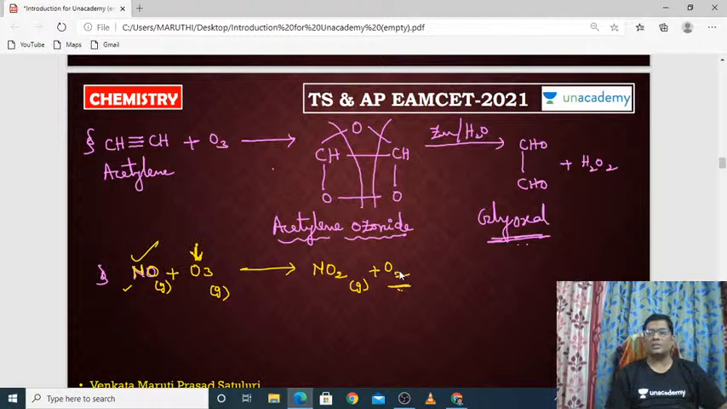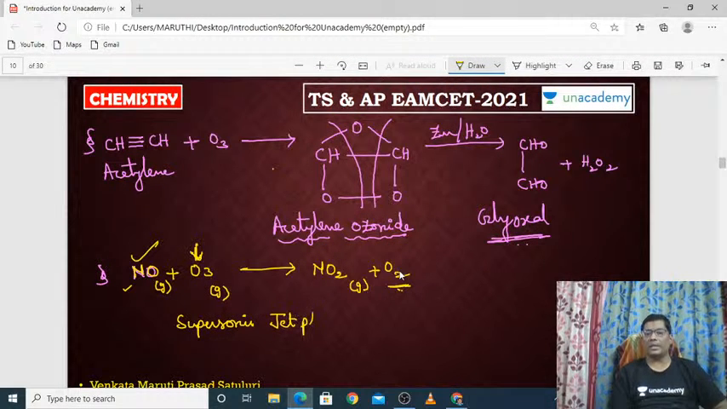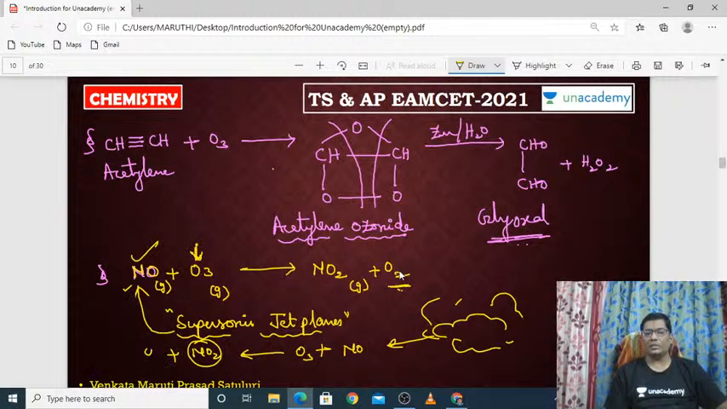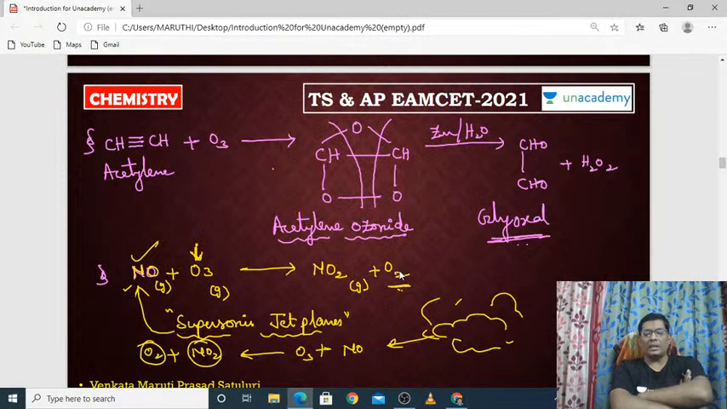From where will the nitric oxides be produced? From supersonic jet airplanes, these types of oxides will be produced. Nitric oxide will be produced. Once the jet plane produces this nitric oxide, what will happen? This nitric oxide will completely react with ozone and produce NO2 along with oxygen. So ozone is totally converted to oxygen, and the ozone layer is totally depleted.